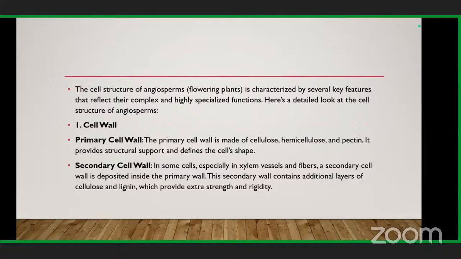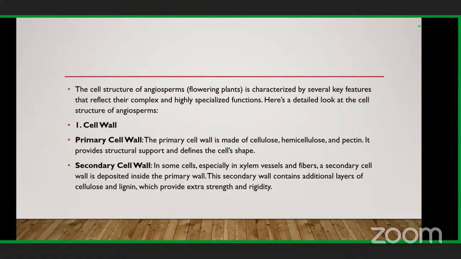Okay. Next is the secondary cell wall. In some cells, especially in xylem vessels and fibers, a secondary cell wall is deposited inside the primary wall. This secondary wall contains additional layers of cellulose and lignin, which provide extra strength and rigidity. So apart from the primary cell wall, you will also find a secondary cell wall in xylem vessels and fibers. It means more layers of cellulose and lignin are deposited, and a secondary cell wall is formed. And what it does is give extra strength and rigidity.